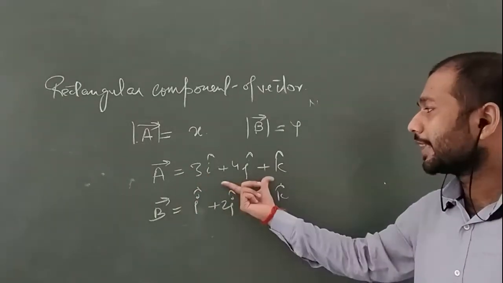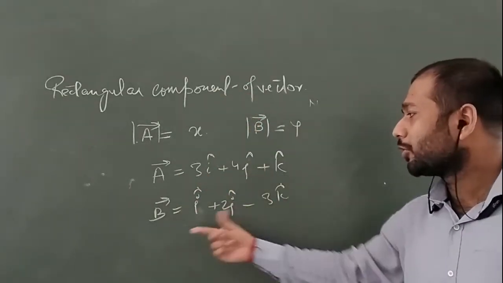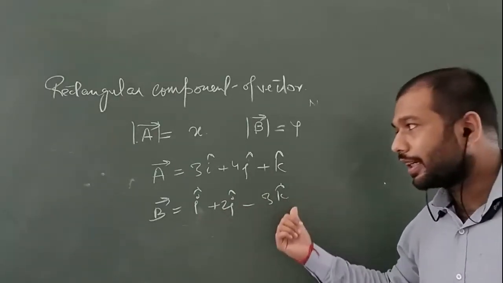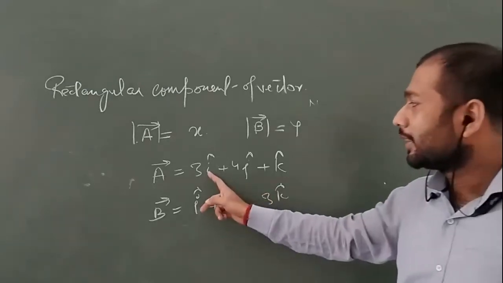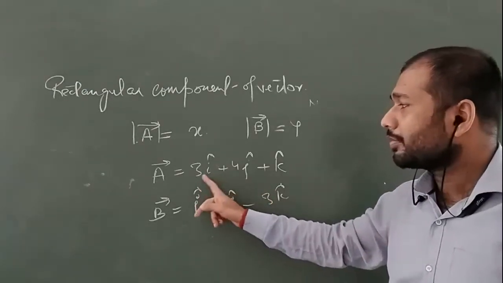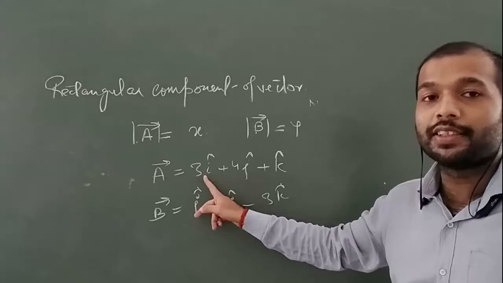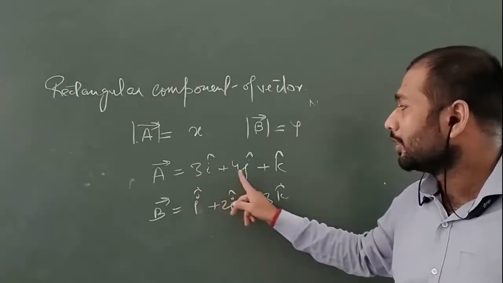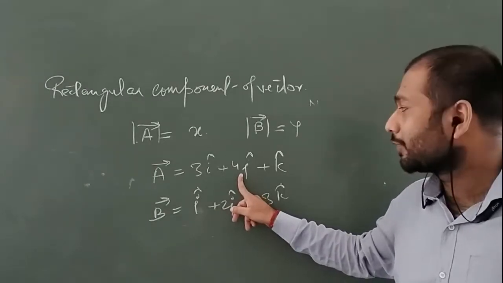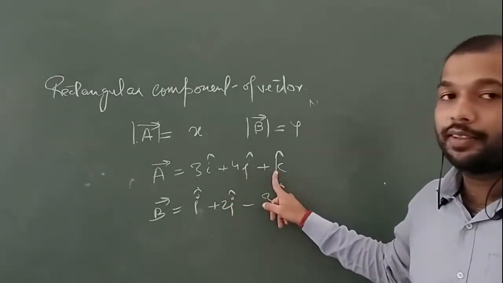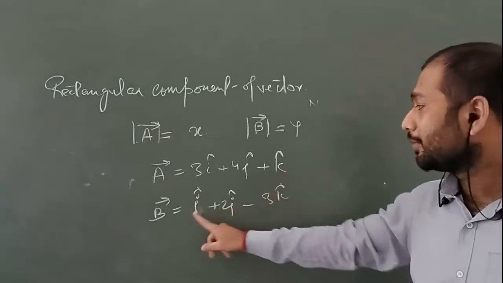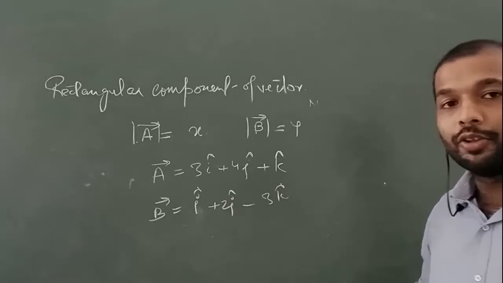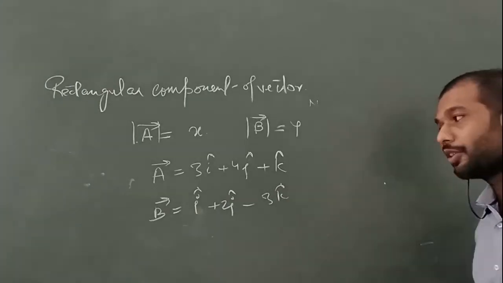That A is written in the rectangular component and B is also written in the rectangular form. Now understand once again that whatever is the coefficient of i is representing the projection of A on the x-axis. This is the projection of A on the y-axis, that is value 4, and this is the projection of A on the z-axis, that is 1. And similarly, these are also the projections of B on x, y, z. So these things you have to understand first.